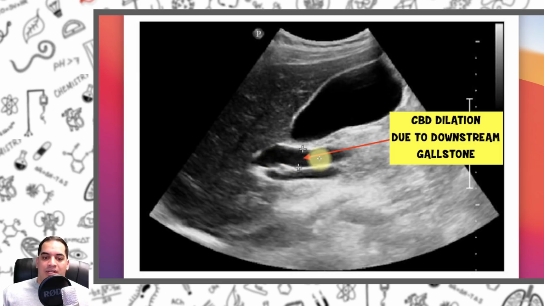And what we might want to suspect is that there's something downstream that's plugging up that biliary duct. And that, my friends, is actually a gallstone. So this patient had gallstone pancreatitis, and when we did a right upper quadrant ultrasound, they had a very dilated common bile duct due to a downstream gallstone. So again, that's one of the quick ways that you can see, is there a gallstone? Is there any ductal dilation that may be suggestive of gallstone pancreatitis?